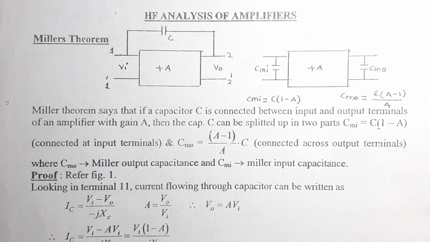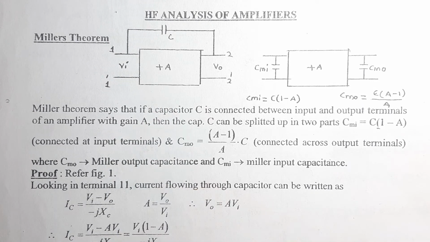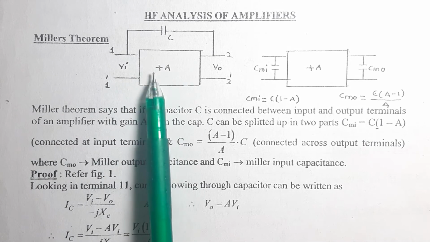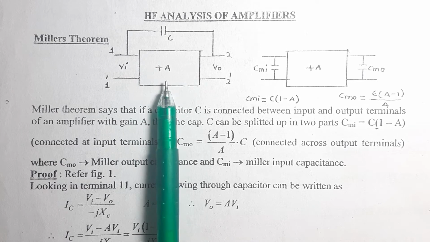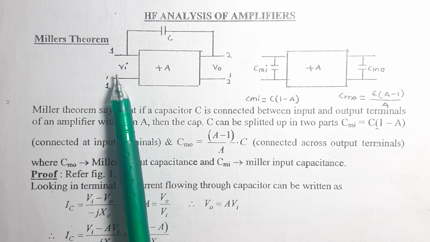So what does the Miller theorem say? I'll simply read the statement and then I'll make you understand. But before that, just understand the concept of what we mean by input resistance and what we mean by output resistance. Suppose this is my house over here, and at my house I don't want guests to come. So can I say my input resistance should be as high as it could be?